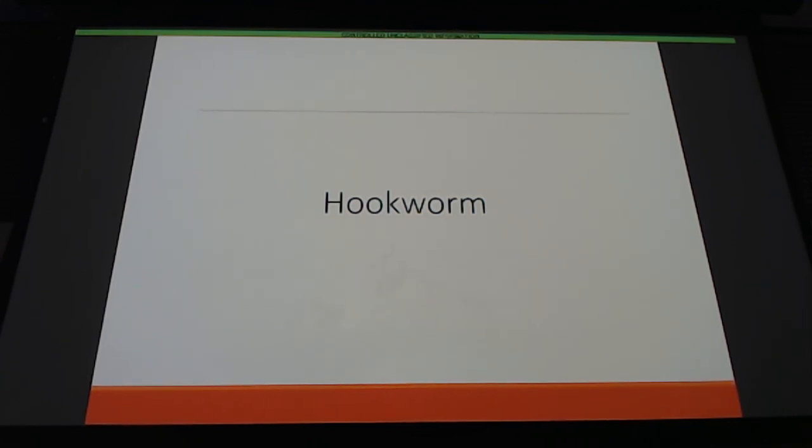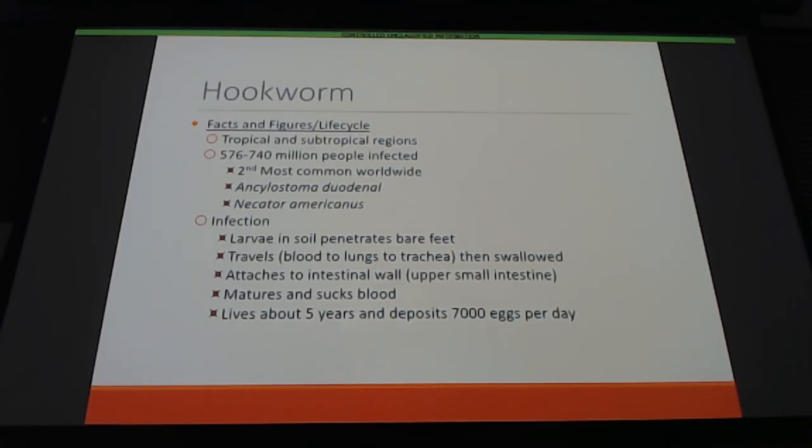This is ankylostomiasis. Tropical and subtropical regions. So far, some of these are basically in tropical and subtropical regions. Second most common worldwide. Two big ones that we're going to talk about: the Ancylostoma duodenale and Necator americanus. Necator americanus is generally the one that we find here in the U.S. more commonly. So the infected eggs are laying around in soil.